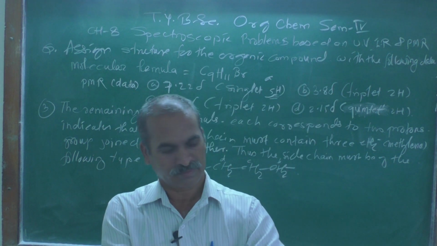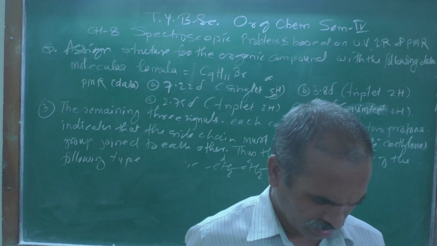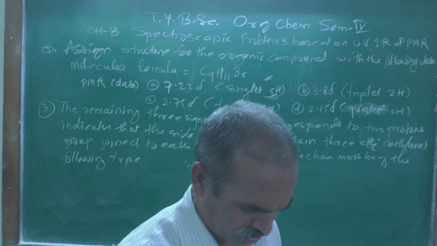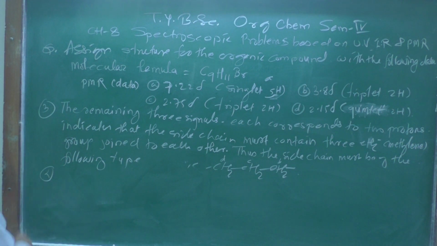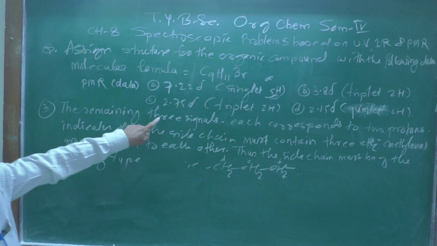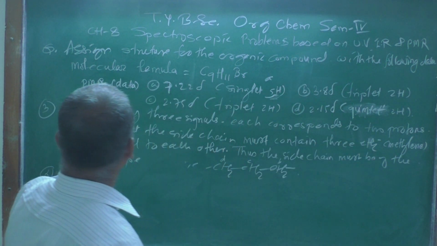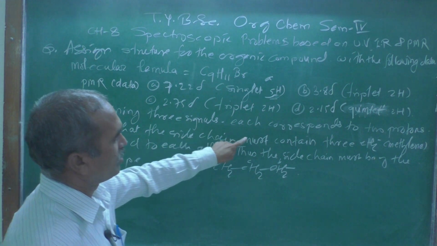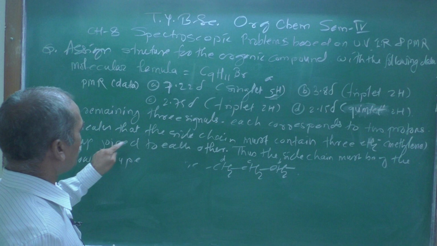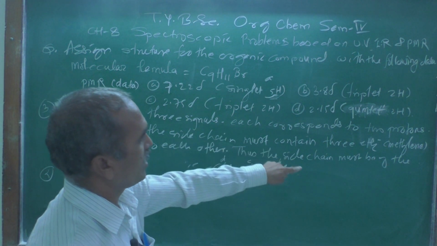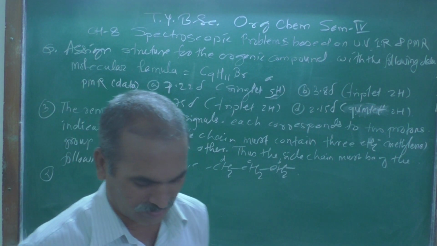Now, in the next, the fourth point we are going to write here. Look at here, the remaining 3 signals each correspond to 2 protons, indicating that the side chain must contain 3 CH2 methylene groups joined to each other. Thus the side chain must be of the following type. This one.